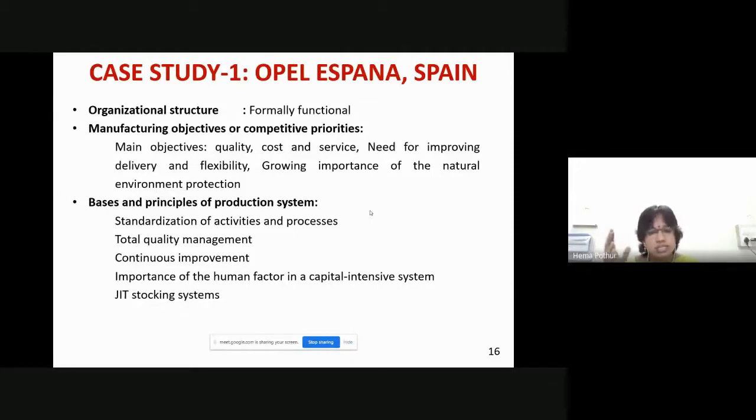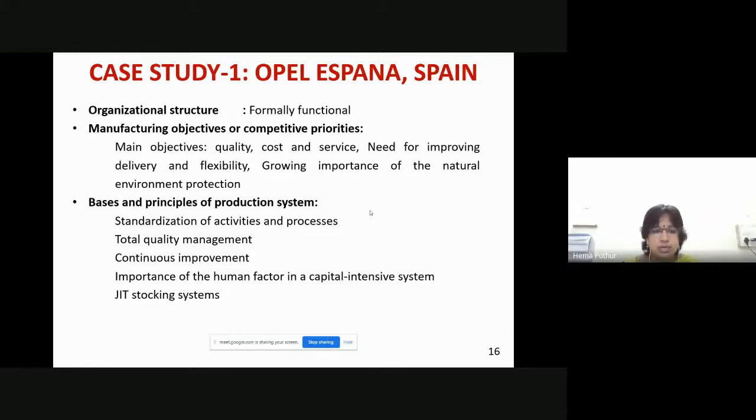And the organization structure is formally functional. Considering the organization structure, it itself is a pyramid-like structure where you will have a lower bottom level of a flow line and then the middle level of management, then upper level of management. This is how the structural changes, the R&D people will be sitting on the top. And the manufacturing objectives and competitive main objective is quality, no doubt. And the costs and the service, need for improving delivery and flexibility. The rate of delivery should be more. Growing importance of natural environmental protection, because in car manufacturing it should have an environment protection method so that ours is a low pollutant vehicle, so that it's not going to create much higher damage.